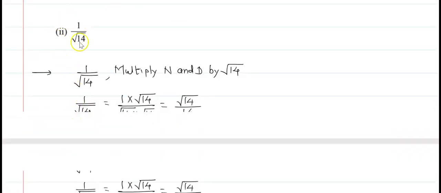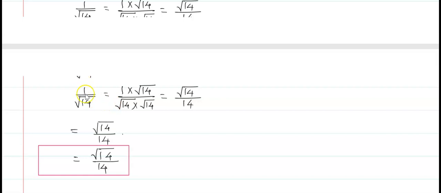Now next is 1 upon root of 14. Multiply numerator and denominator by root of 14. In this case 1 upon root of 14 equals 1 into root of 14 upon root of 14 into root of 14. Root of 14 into root of 14 is 14. Again the denominator is rationalized, and therefore the final answer is root of 14 upon 14. This is the answer.